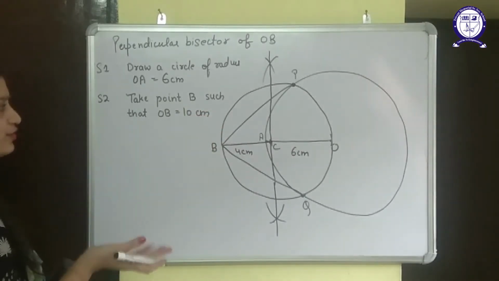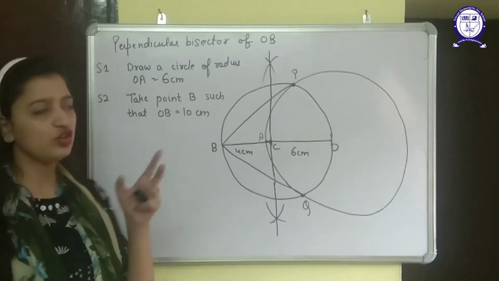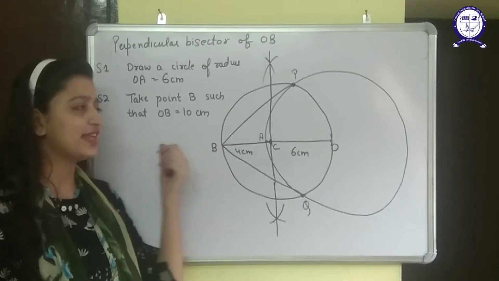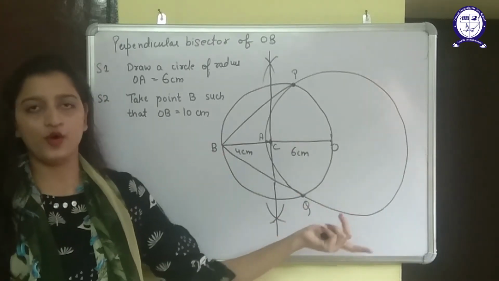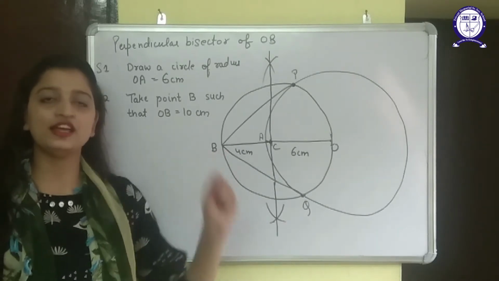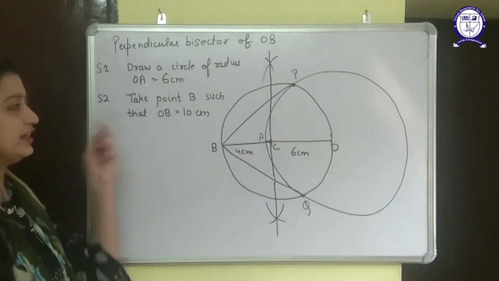You can write the steps of construction in your own language. You can write anything, but the meaning of that line should be like this, that we have taken a point B which is 10 centimeter away from the point O. So you can directly write this line also: take a point B which is 10 centimeter away from the center. And I have written it like this.